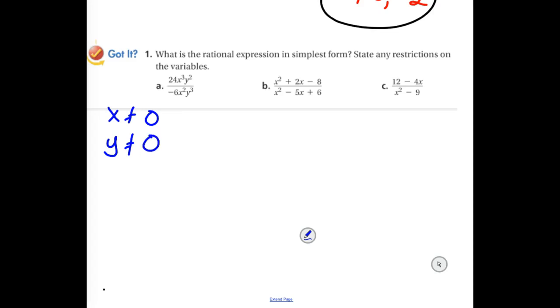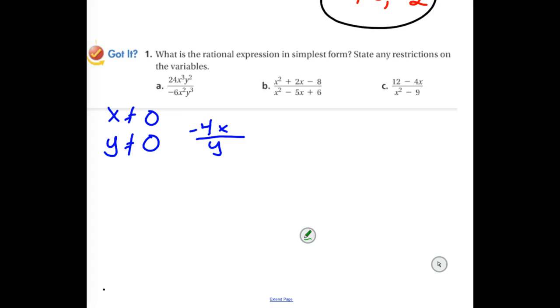Okay. What can we do with the 24 and the negative 6? Can we reduce that? Becomes what? Negative 4, okay? Looking at our x's. If we have 3 x's multiplied together on top and 2 on the bottom, what do we have left over? 1 on top, okay? And for the y's, we have an extra 1 in the denominator, yep. So that would be my simplified answer. All right, you guys go ahead and do part B here.